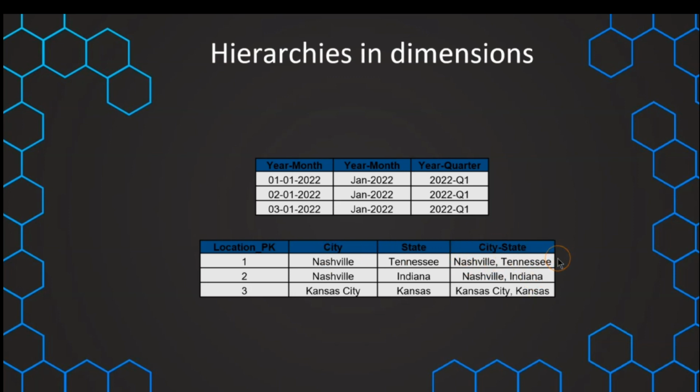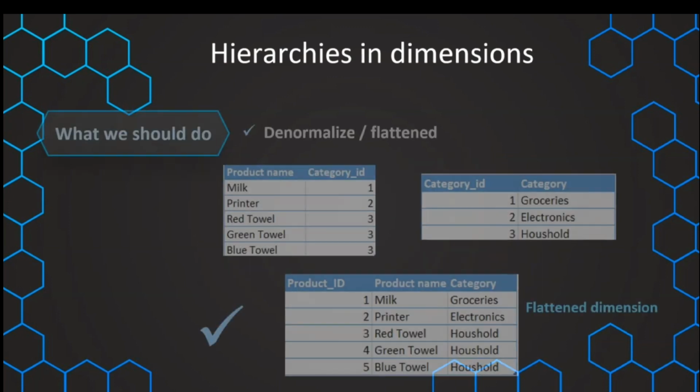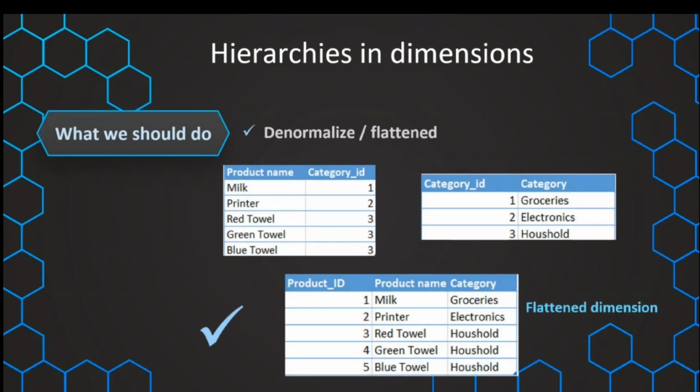So these are things that we should keep in mind, but the most important thing is we should try to combine those hierarchies and collapse them into one table when it makes sense. So we have fewer dimensions and a more flattened table. So this is how we should deal with hierarchies in the dimensions.